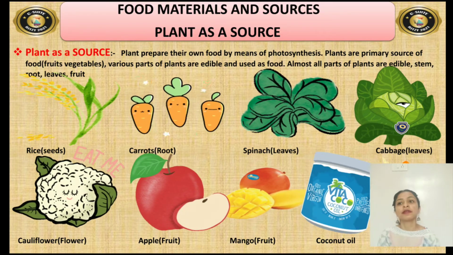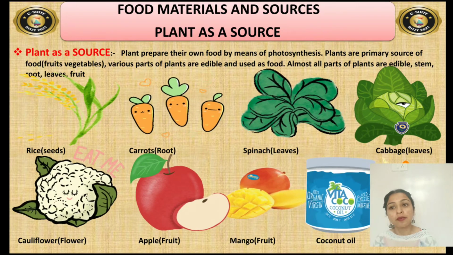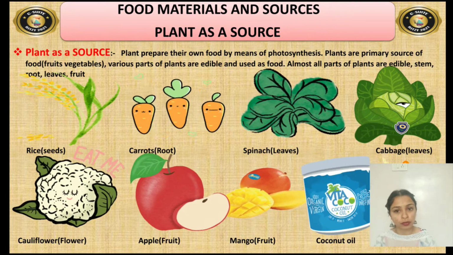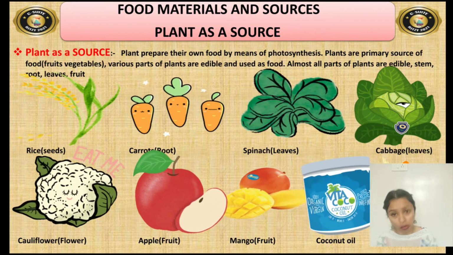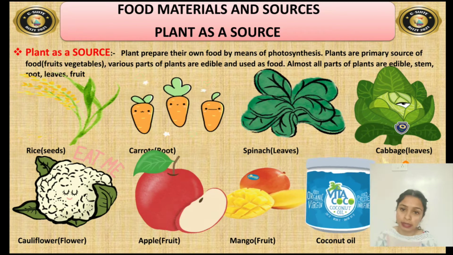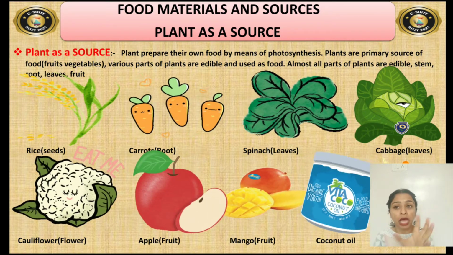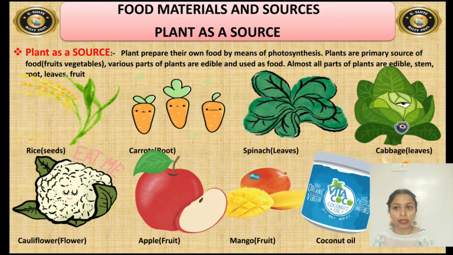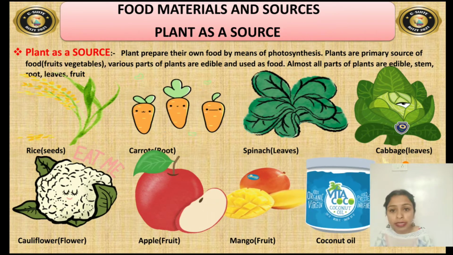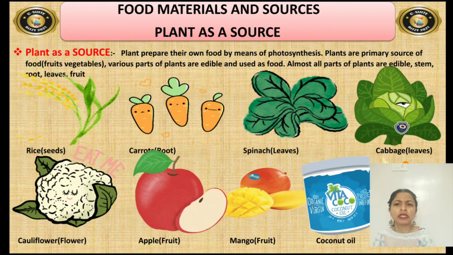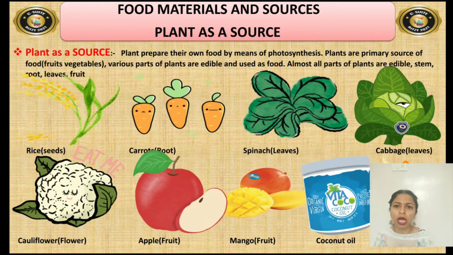Okay, so plants are a source of food. Plants prepare their own food by means of photosynthesis. We know this, and plants are known as autotrophs because of this, because they can synthesize their own food. We know that plants are the primary source of food on the earth, and we eat various parts of the plant as food. Almost each and every part of the plant is edible.